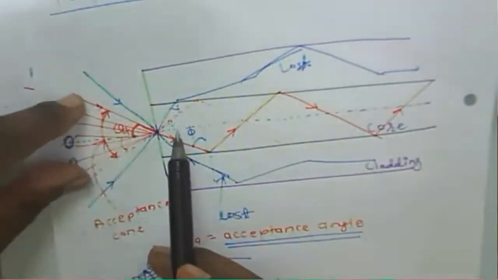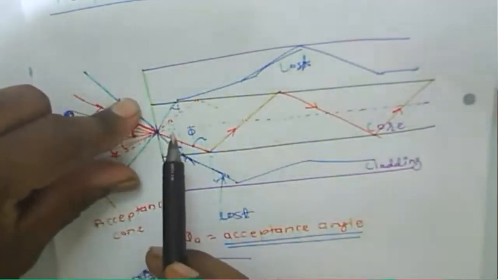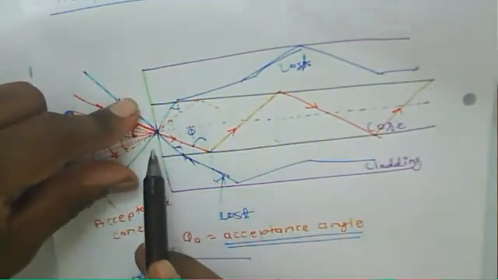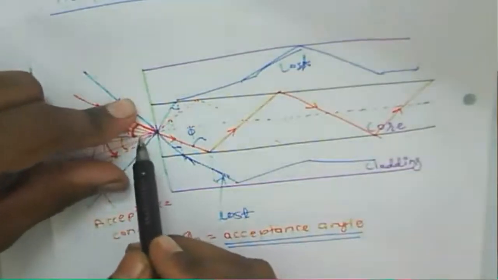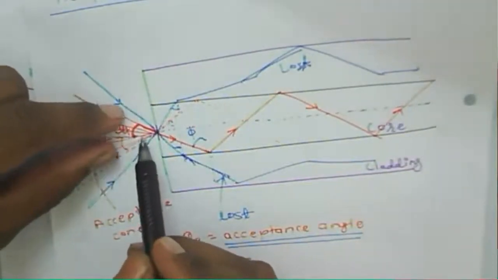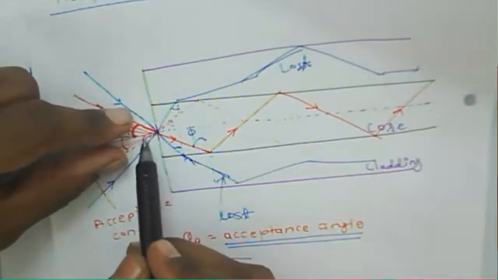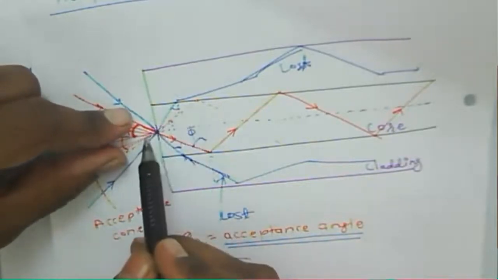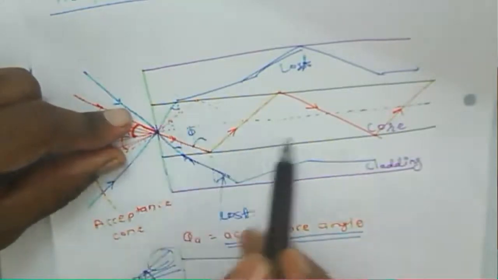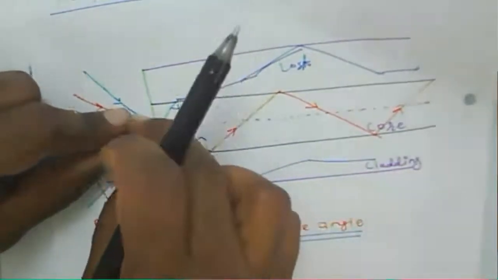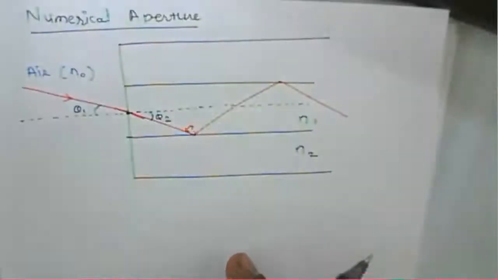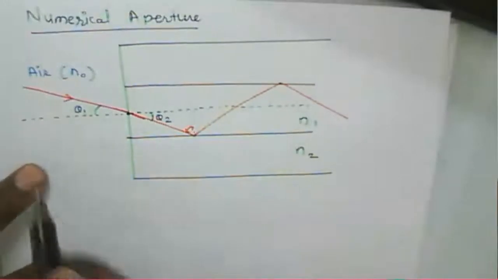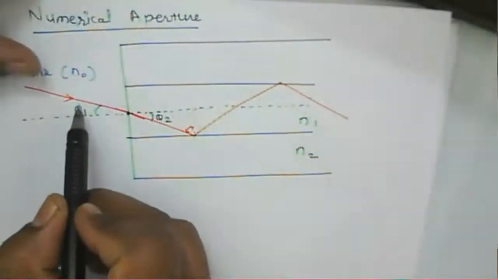Now this particular portion is what we call the acceptance cone of this particular fiber. Whichever light falls in that particular region will be incident inside this fiber so that it will be reflected. That is about the acceptance angle.